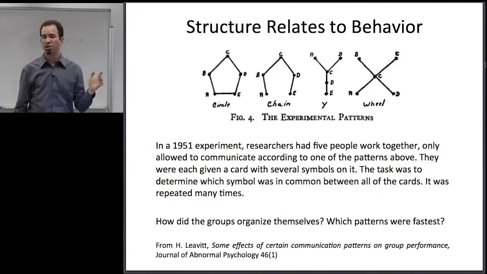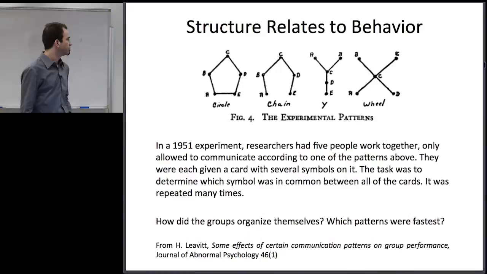Humans don't do it in two steps. But if you set them up to do this, they get better. They learn how to organize to solve this problem as fast as possible. So my question to you is, what happened when you ran this experiment? So you can do it over and over again. I think they did 15 trials. You get a group of 5 people, and they can only talk to each other in these patterns, and they have to solve this problem.